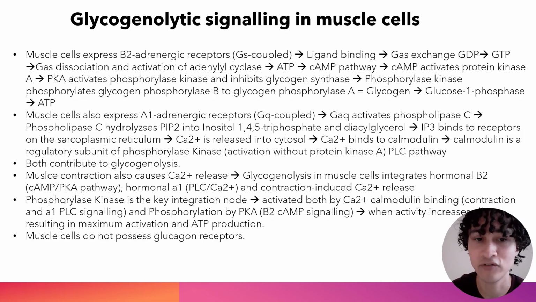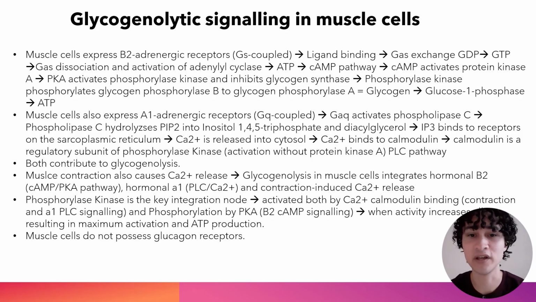So IP3 will bind to receptors on the sarcoplasmic reticulum, which is an organelle in these myocytes, and when calcium is released, calcium can bind to that calmodulin on phosphorylase kinase, because calmodulin is a regulatory subunit on phosphorylase kinase. So when calcium binds, it activates phosphorylase kinase without needing protein kinase A, and that's the phospholipase C pathway. So it's not necessarily dependent on protein kinase A activation and beta adrenergic GS coupled receptor signaling. It also goes through the alpha 1 receptors and the hydrolysis of your PIP2 to get your inositol 1,4,5-triphosphate.